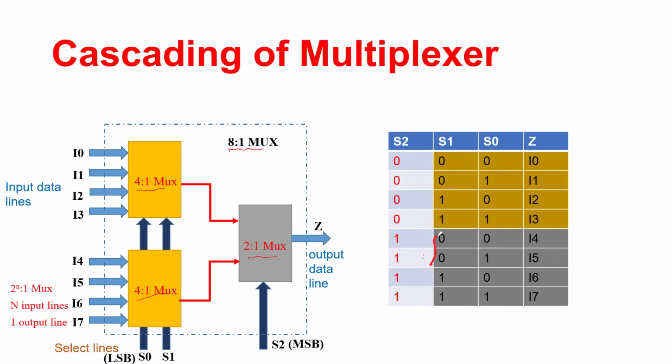They have four possible combinations of S1, S0, and S2 is 0. However, for the other four rows where S1, S0 takes the four possible combinations and S2 is 1, obviously I4, I5, I6, and I7 through the output Y get transferred to Z, depending on what combination of S1 and S0 you select. So this is how we got to know how an 8:1 MUX can be constructed using 2 4:1 MUX and 1 2:1 MUX.